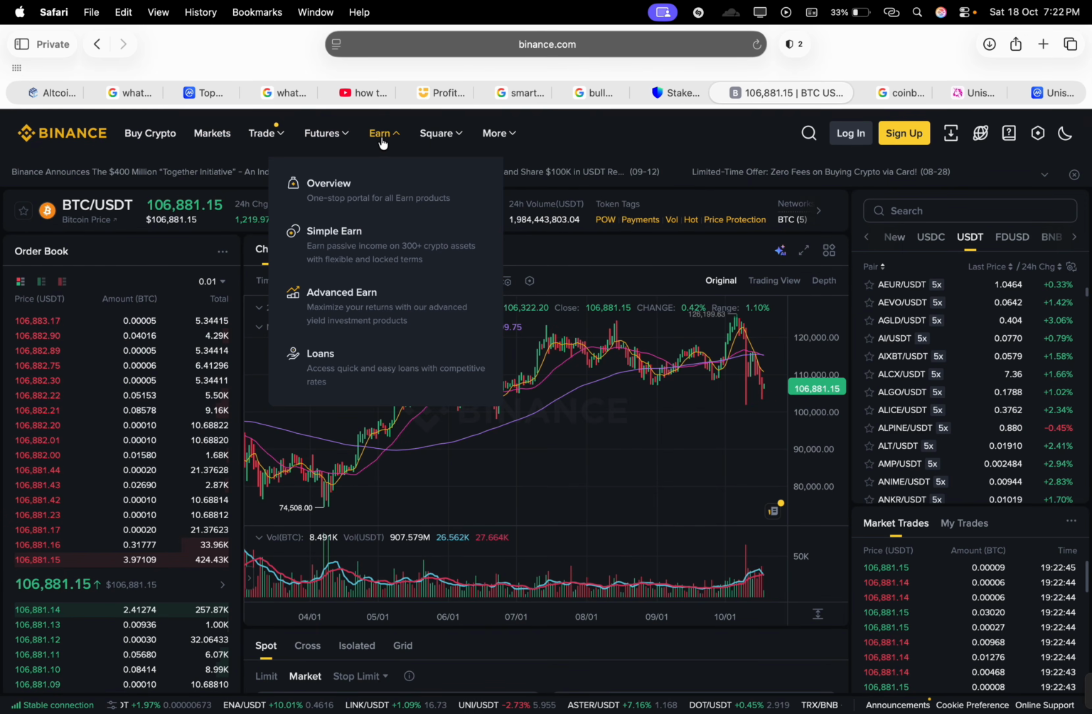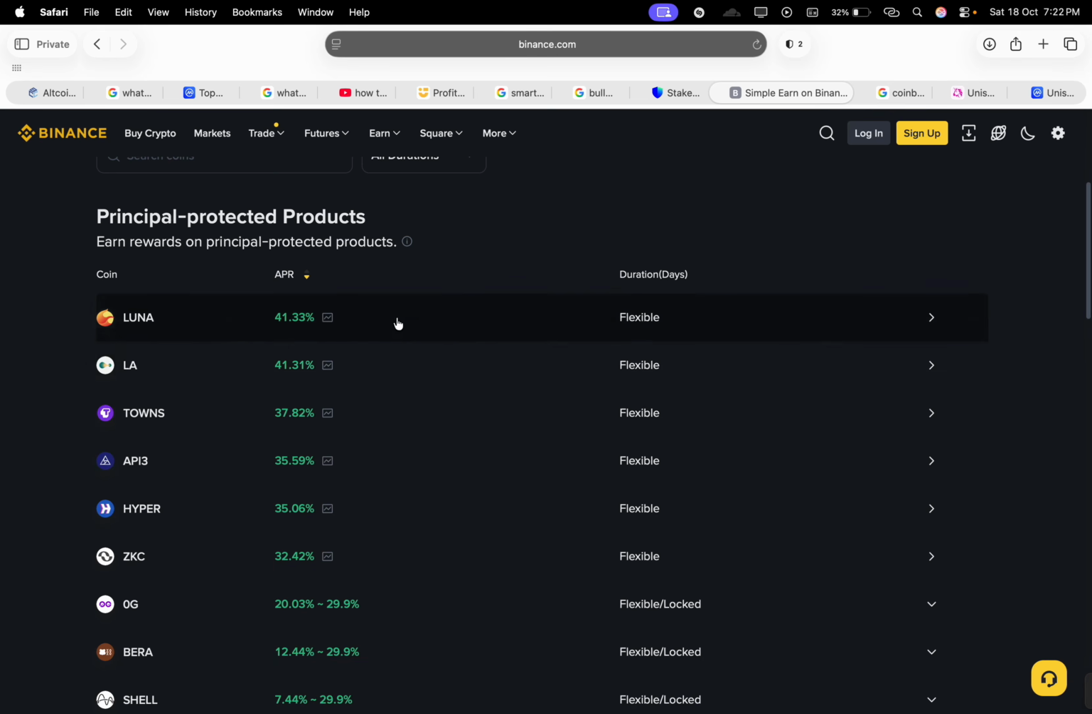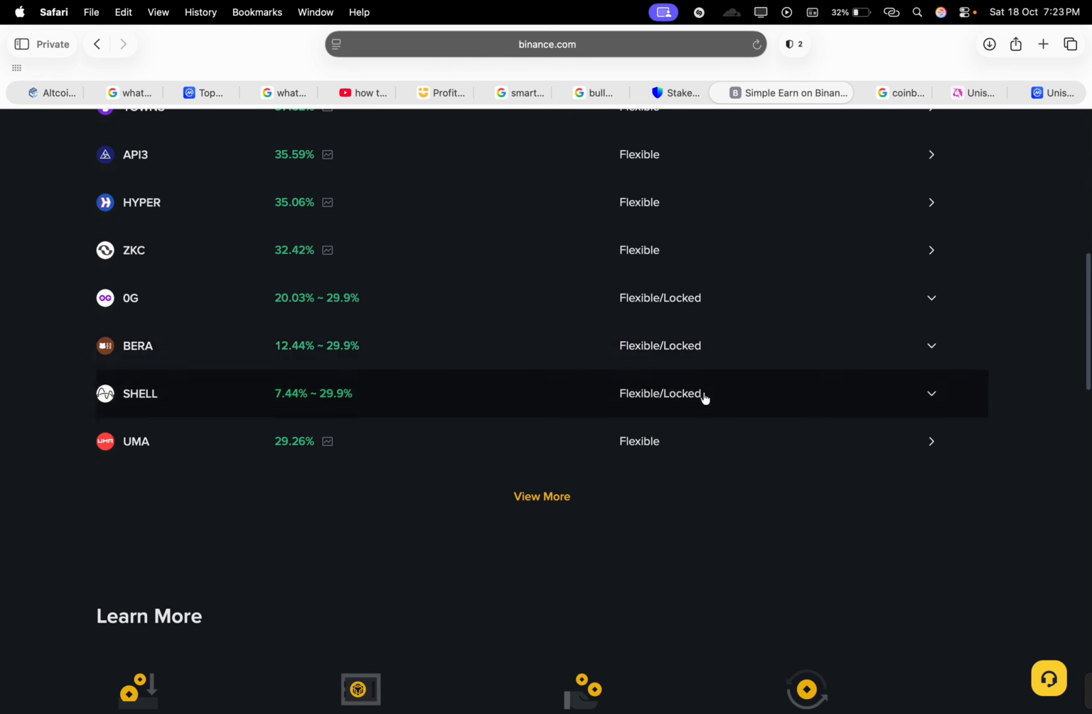If I go to Earn, and then Simple Earn, it is basically the same thing, staking. You can filter by APR, and you're getting 41% on Luna. It's flexible, which means you put the Luna here, you get 41% APR, and whenever you want to withdraw it, you can withdraw it back. No locking period here. A lock period is also available.